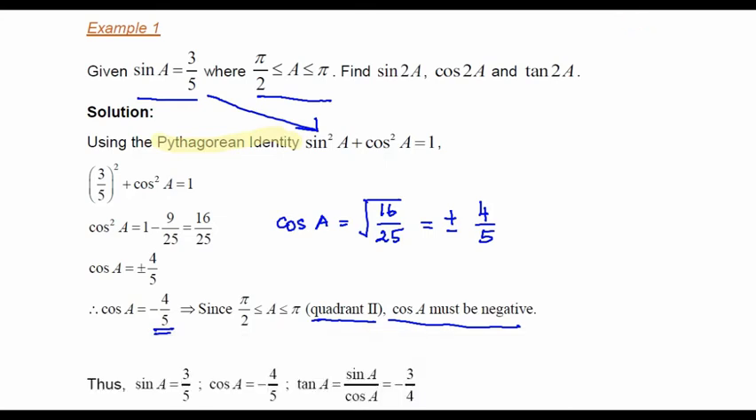Since we already have sine a equal to 3 over 5, and we calculated cos a equal to negative 4 over 5, we can find tangent a equal to sine a over cos a, and we get tangent a equal to 3 over 4. And we know that tangent a in quadrant 2 is also negative, so our answer is correct because we have negative 3 over 4.